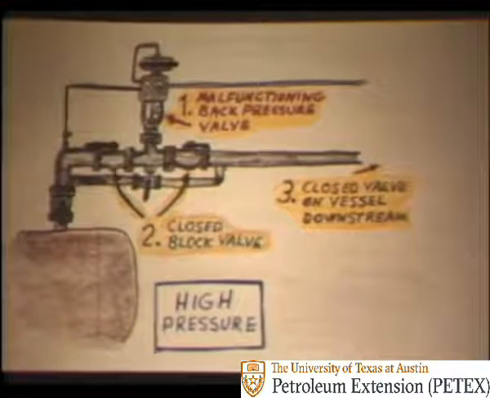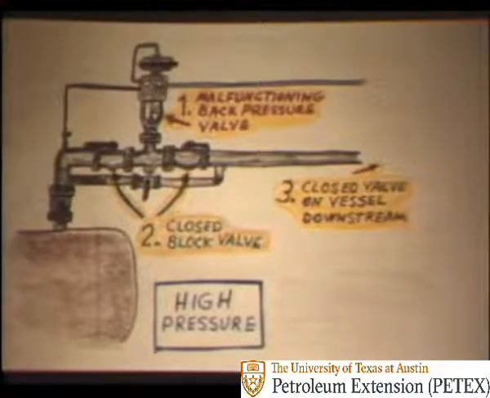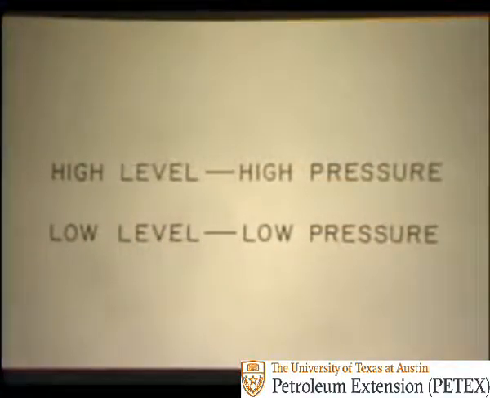So if you have a high pressure condition, check for these causes: a closed back pressure control valve, a closed block valve on either side of the back pressure valve, or for a closed valve on equipment downstream. Now sometimes you will have two of the problems at the same time. With a high level, you may also have a high pressure, and with a low level, you may also have a low pressure. By following the step-by-step procedure, these associated problems can be found and corrected, the same as for only one problem.